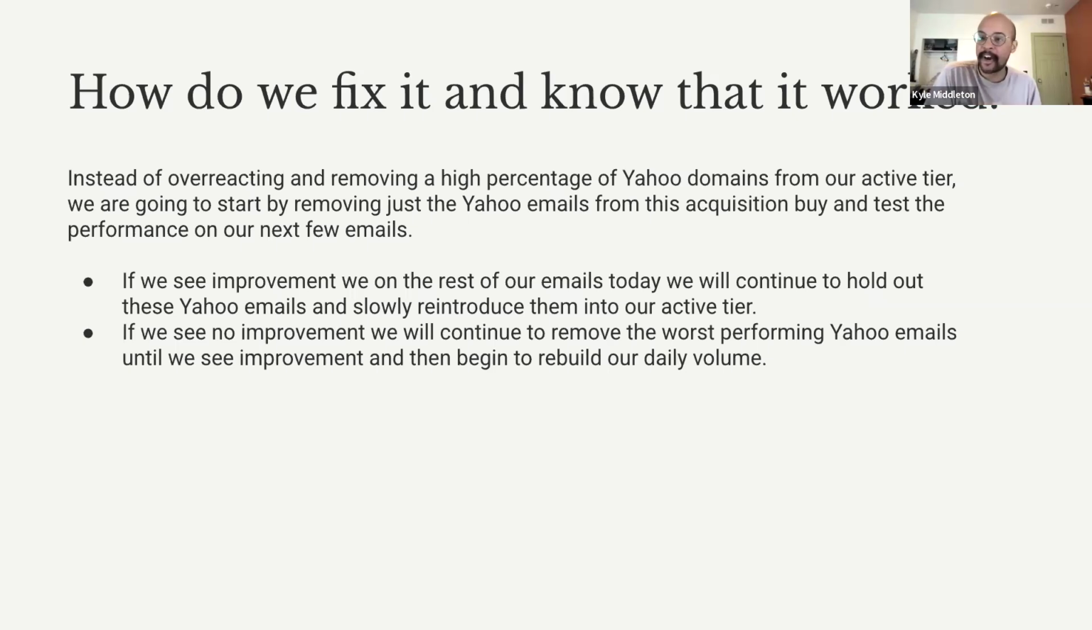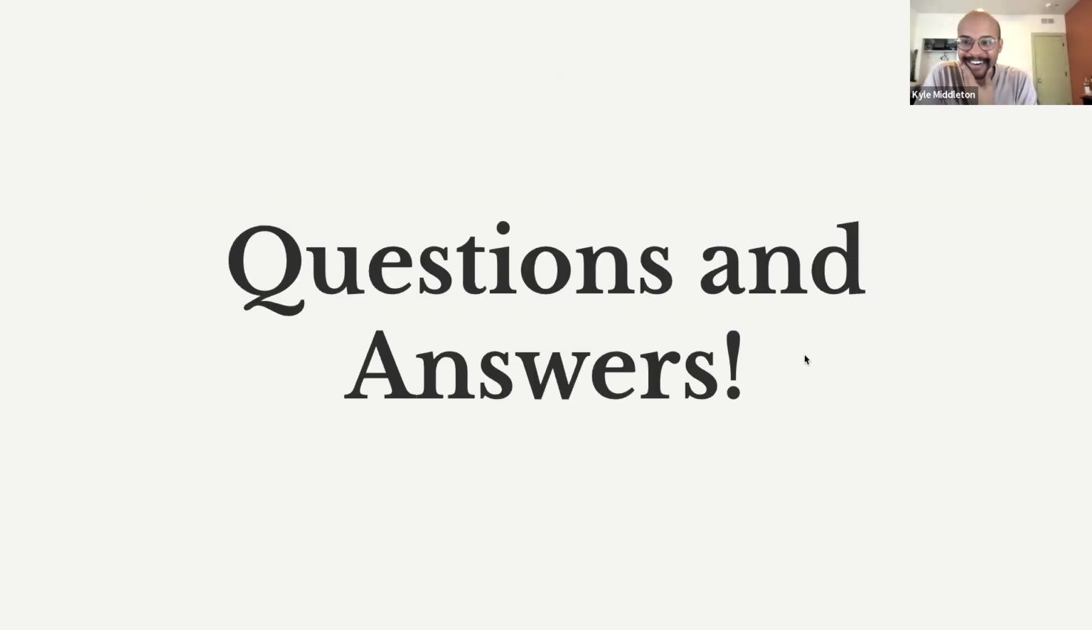But if we see either the same kind of performance or worse performance on our next send, then we can continue culling Yahoo emails back. So if our baseline was 10,000, maybe we remove the top 10 to 20% that are the worst performing Yahoo emails and continue to scale back until we can see those open rates hit the number of our baseline that we were expecting. And then you can build back your volume. You can start adding in some people that are less likely to open, but will get you back up to that desired volume count.